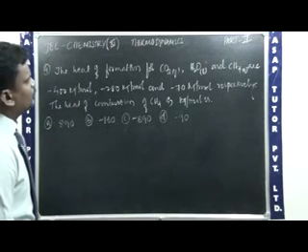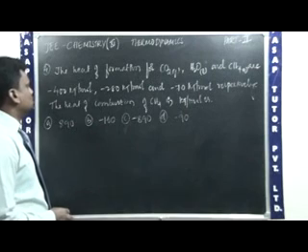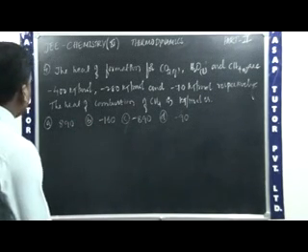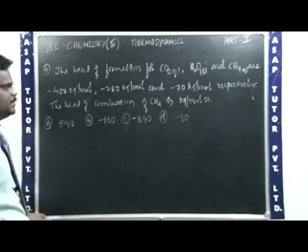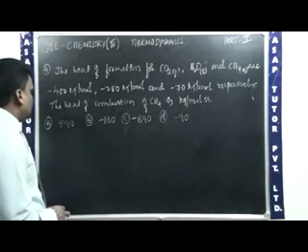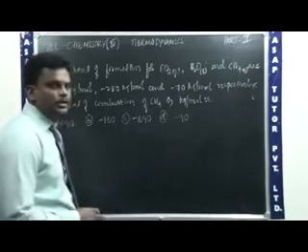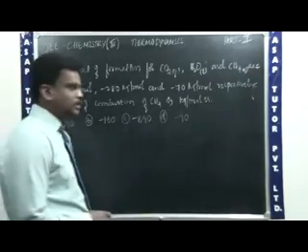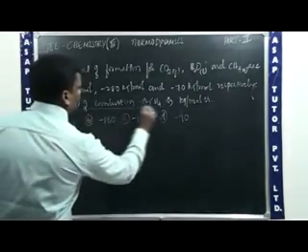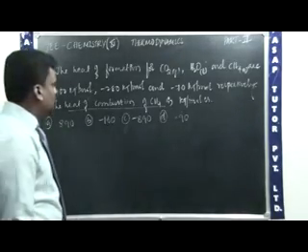The heats of formation for CO2, H2O and CH4 are minus 400 kilojoules per mole, minus 280 kilojoules per mole and minus 70 kilojoules per mole respectively. We need to find the heat of combustion of methane CH4 in kilojoules per mole. The options are A 890 kilojoules per mole, B minus 160 kilojoules per mole, C minus 890 kilojoules per mole and D minus 90 kilojoules per mole. See, here we need to find the heat of combustion of methane. So I need to write the reaction first.